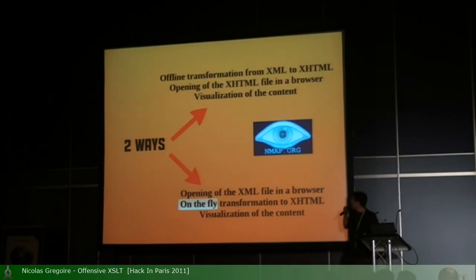Second way to do the same thing, you directly open the XML file in a browser. And then you get on-the-fly transformation to HTML or XHTML, and then you can visualize the same content. The magic thing is that with on-the-fly transformation, we were able to trigger the XSLT engine inside the browser and get our code executed inside the browser.